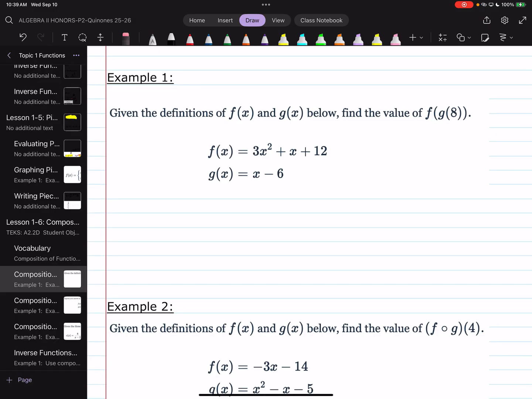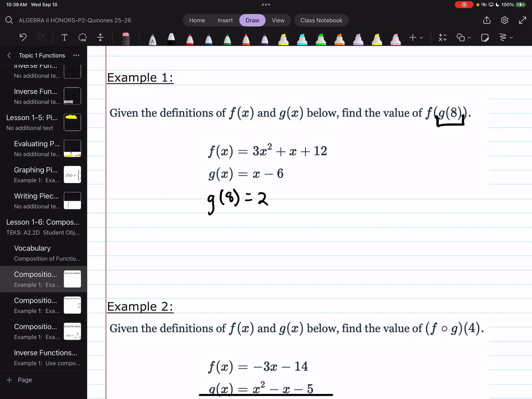There are two ways you could approach this. Using the actual composition of functions or evaluating first. Let's do the evaluating first. I want to figure out what g of 8 is because we've done this. We have the knowledge to do this very quickly. G of 8 should equal 2.